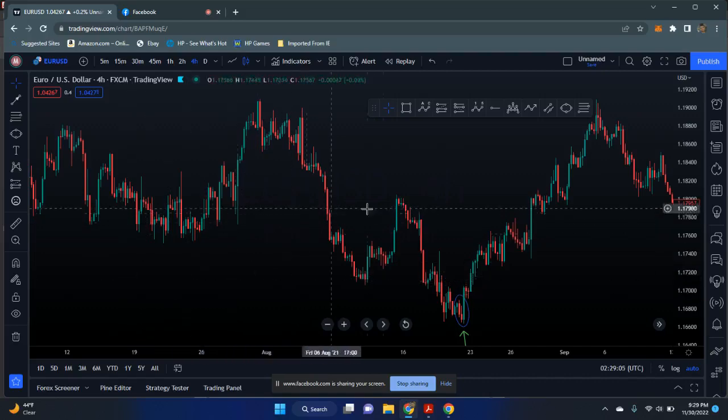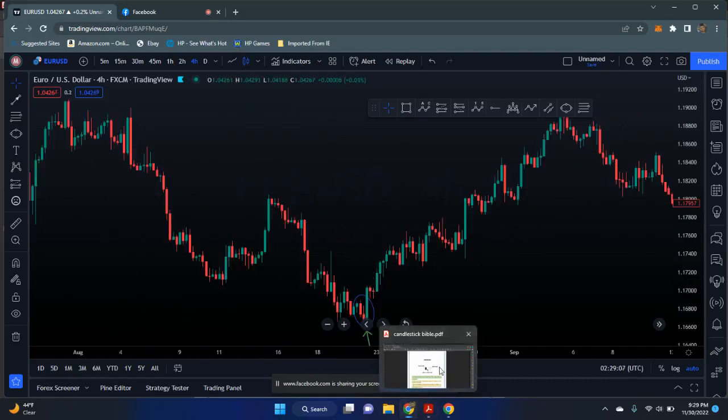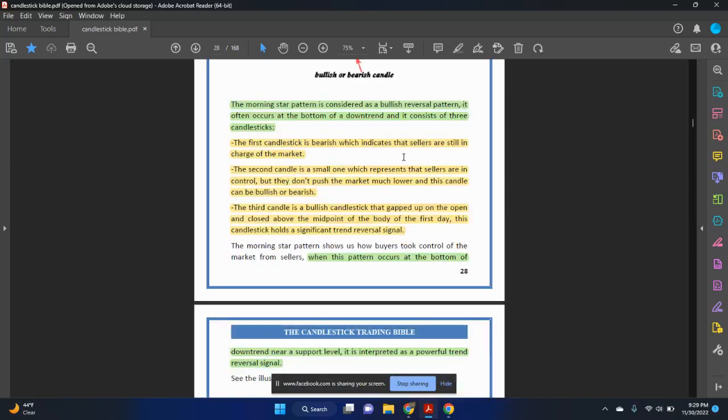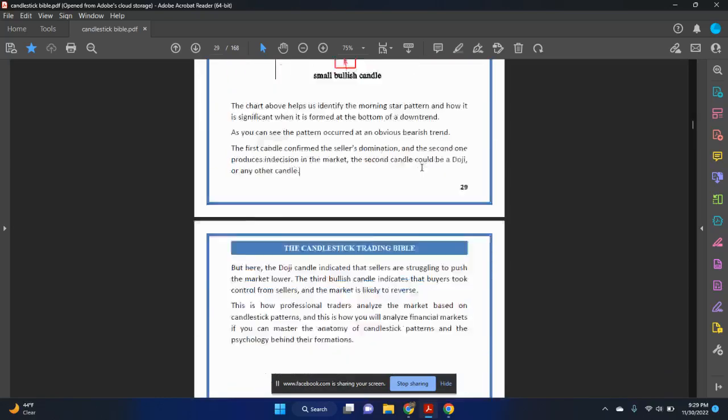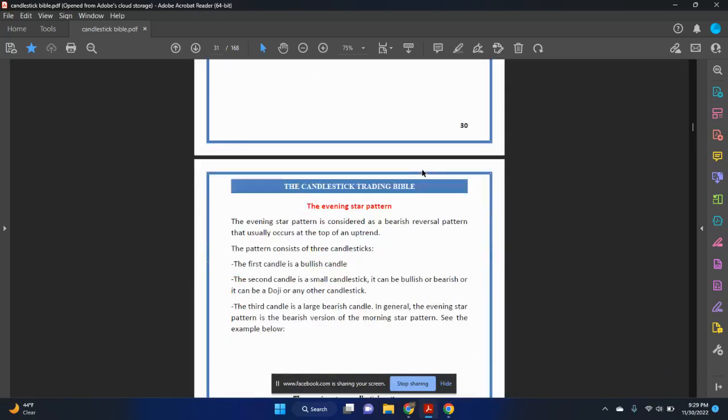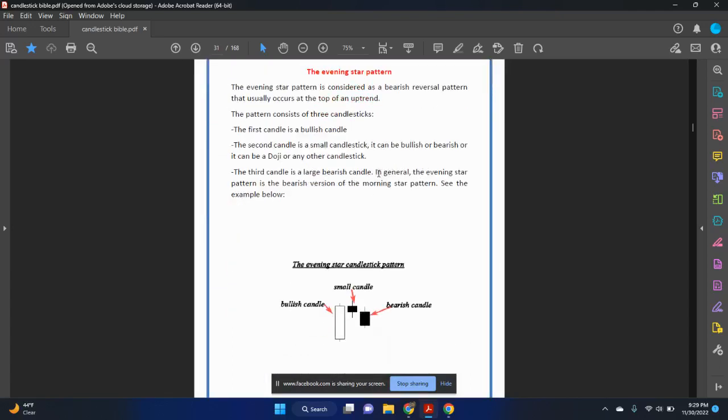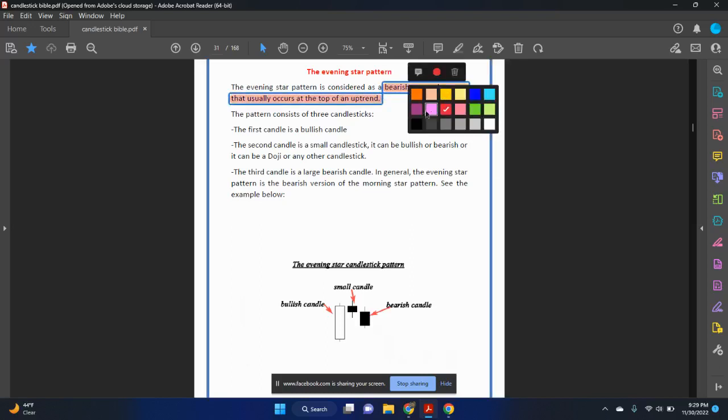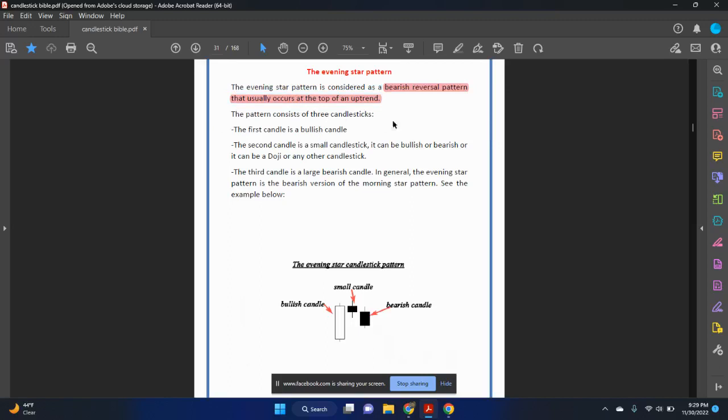All right, so we have talked about the morning star pattern. Now let's talk about the evening star. The evening star is considered a bearish reversal pattern that occurs at the top of an uptrend. And let's indicate this as red. The pattern consists of 3 candlesticks.